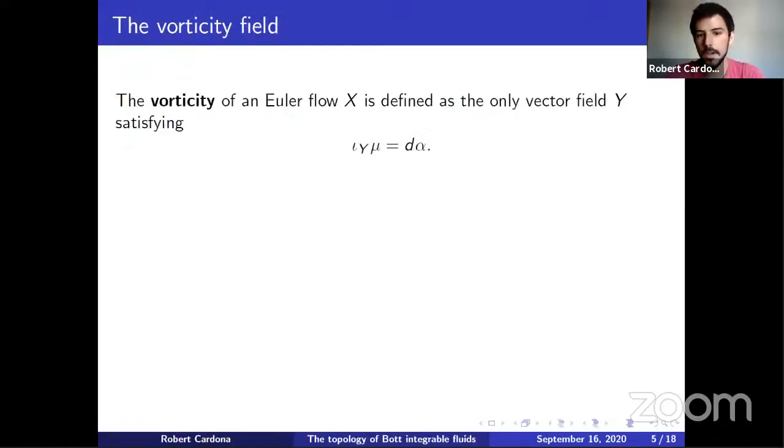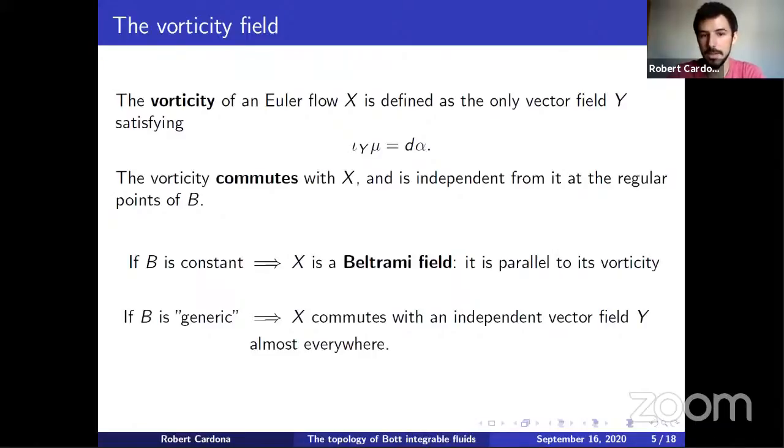Another concept that is very important in this context is the vorticity vector field, which can be associated to any vector field, but let me say it's for an Euler flow. It is defined as the only vector field satisfying this equation, which tells you that when you contract it with the volume, you obtain alpha. Why do you care about this vector field? Because it commutes with X in the Lie sense, not Poisson, and whenever you are at a point which is regular for your Bernoulli function, it is independent from X.